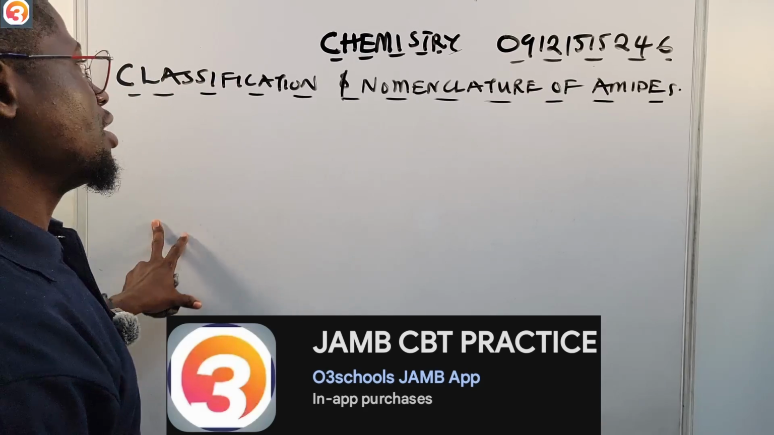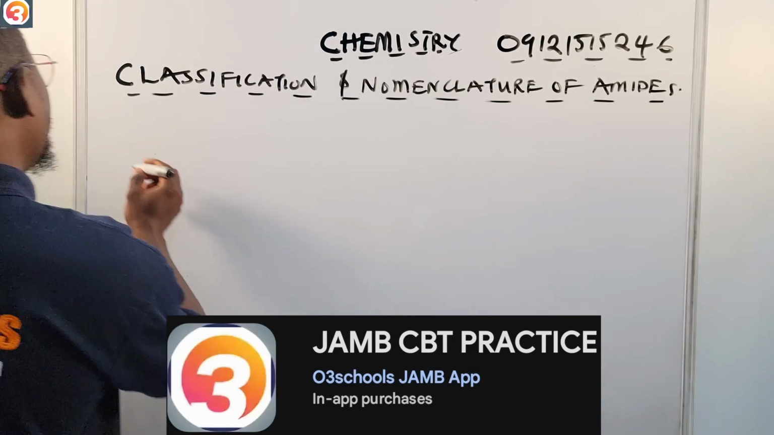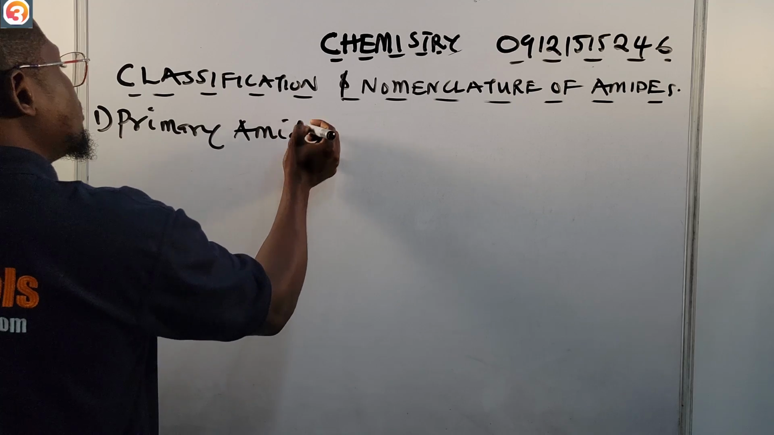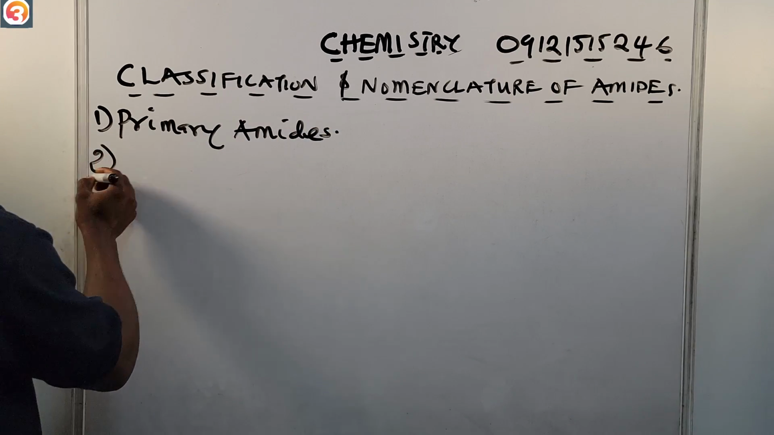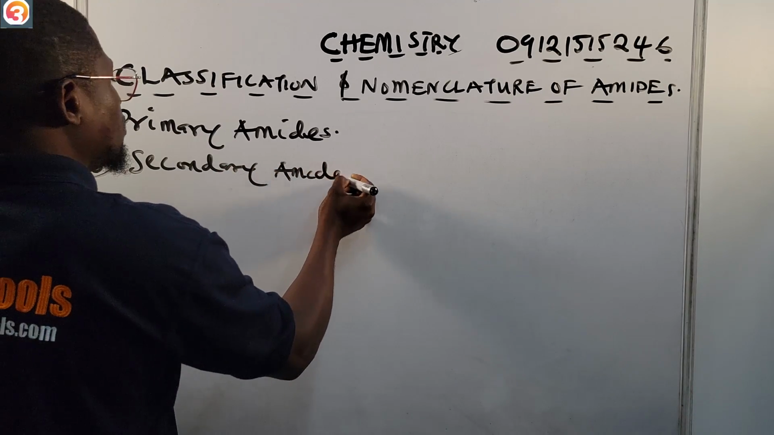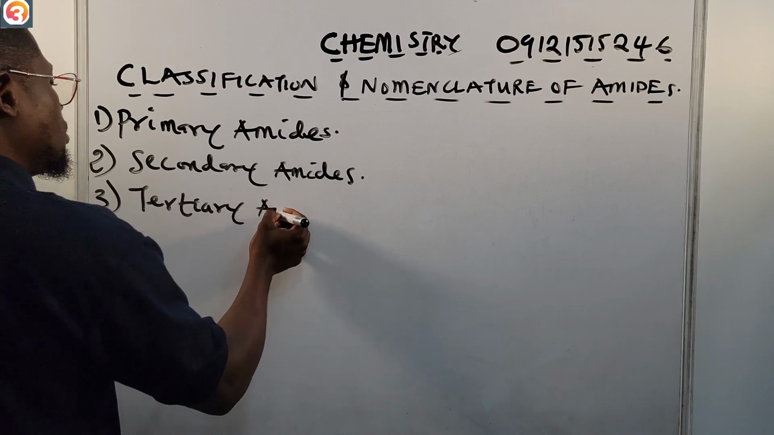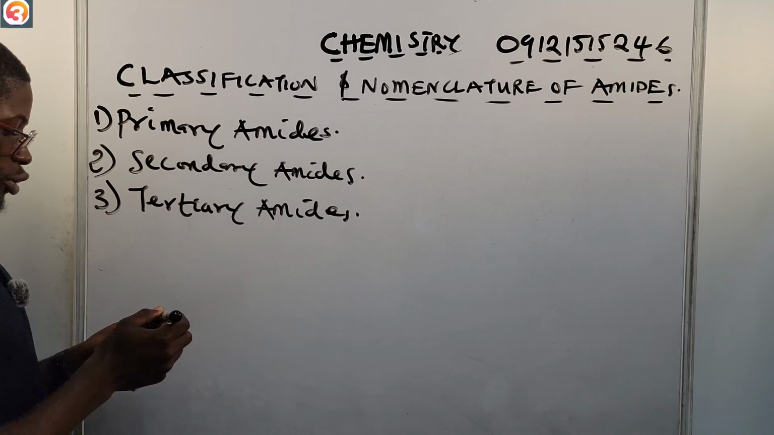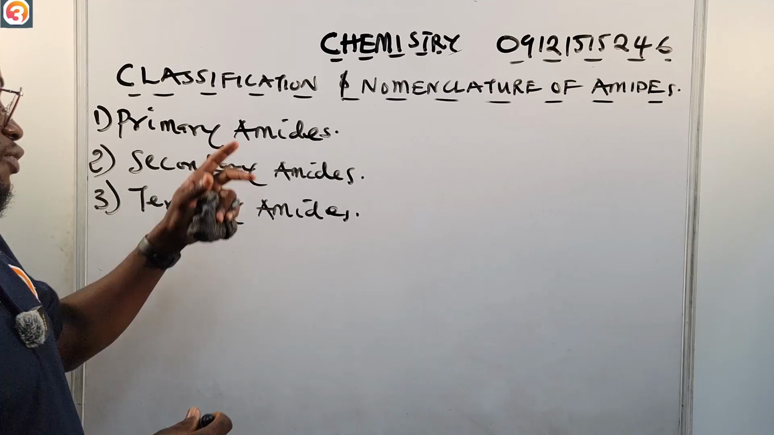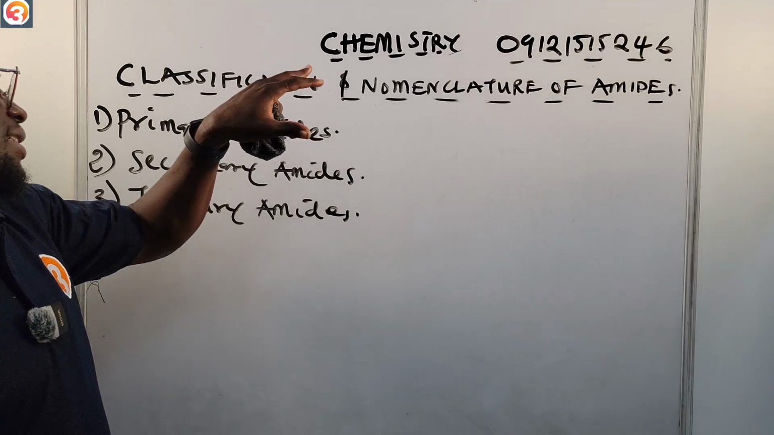But let's go to the board and let's talk about classification of amides. So amides can be classified into three. One, the primary amides. Number two, secondary amides. Then number three, tertiary amides. Okay, so what are primary, secondary, and tertiary amides respectively? Just like first degree, second degree, and third degree amides. These are the tertiary amides, these are the secondary amides, these are the primary amides.